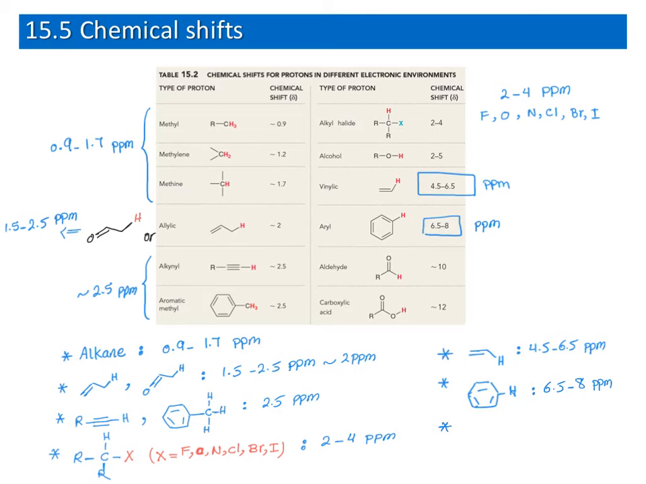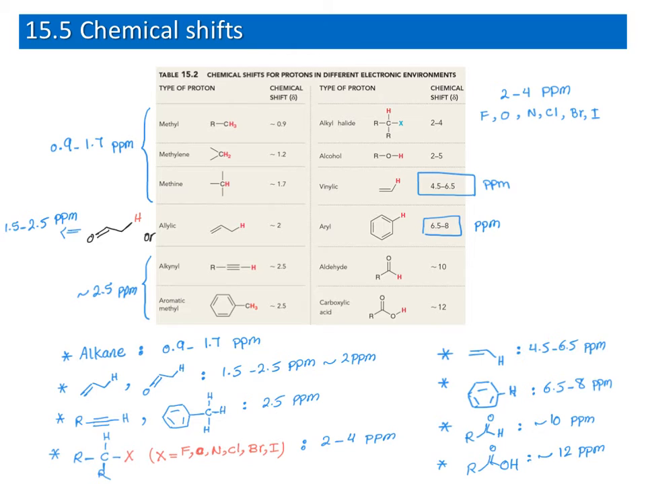Then we have aldehyde at around 10 ppm, and carboxylic acid at around 12 ppm. So these are the basic numbers.